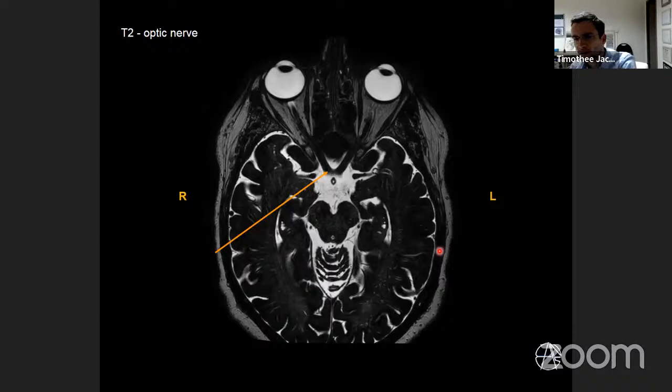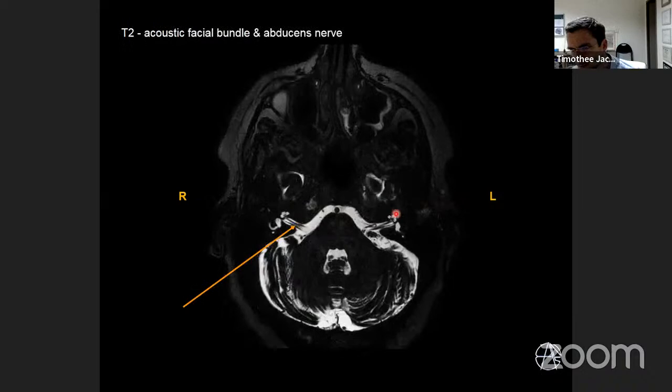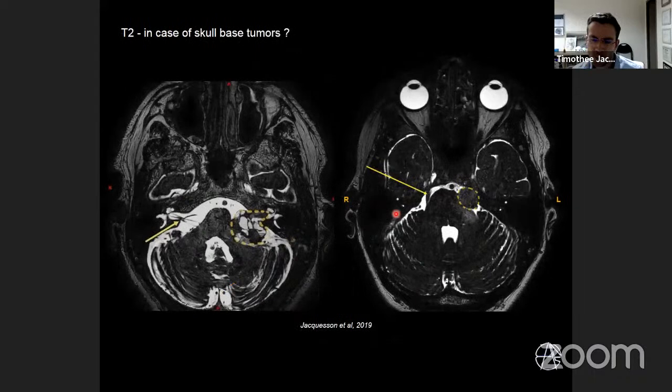The thing is, if you look at the MRI, like a high-resolution T2 MRI, you can identify most of the cranial nerves, actually. On this T2 picture of the nuchal slice of the MRI, you can identify the optic nerves very easily. But the same for the oculomotor nerves, the trigeminal nerves, the acoustic facial bundles, the lower nerves, and the hypoglossal nerves. But the problem is in case of skull-base tumors.